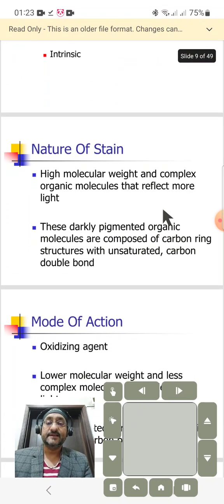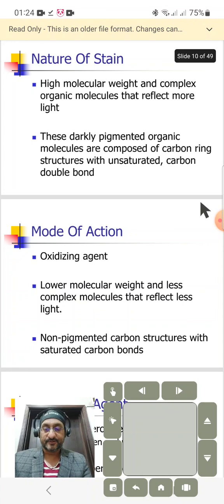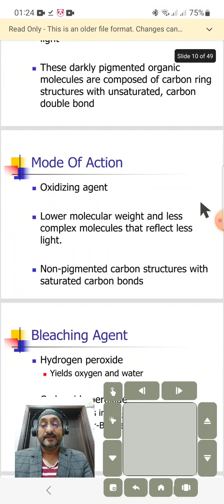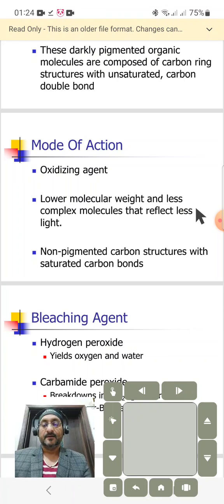Nature of the stains: stains are basically high molecular weight and more complex organic molecules that reflect more light. They are directly pigmented organic molecules composed of carbon ring structures with unsaturated carbon double bonds. When you use hydrogen peroxide, usually for bleaching or whitening, it is basically an oxidizing agent. It converts these stains into low molecular weight and less complex molecules that reflect less light, with non-pigmented carbon structures with saturated carbon bonds.